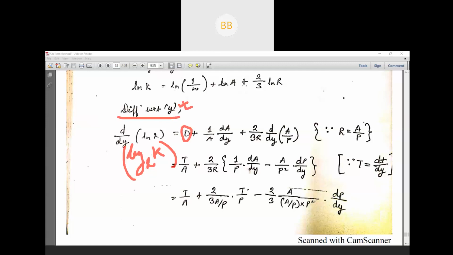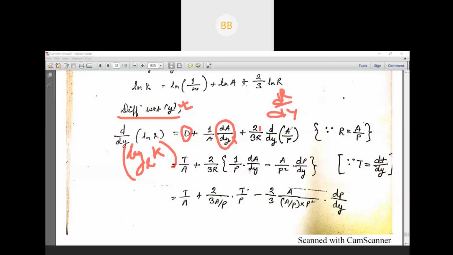If it is log e y, then we can directly write 1 by y, but this is not y, this is area. Area is a function of y, so we have to again differentiate area with respect to y. I think you all know this, this is simple mathematics. So for log a, if you differentiate, it will be 1 by a, and as a is a function of y, we again have to differentiate area with respect to y, so dA by dy. Next we have 2 by 3 ln of r, or log e of r, so it will be 1 by r, and again r is a function of y, so you can directly write dr by dy.